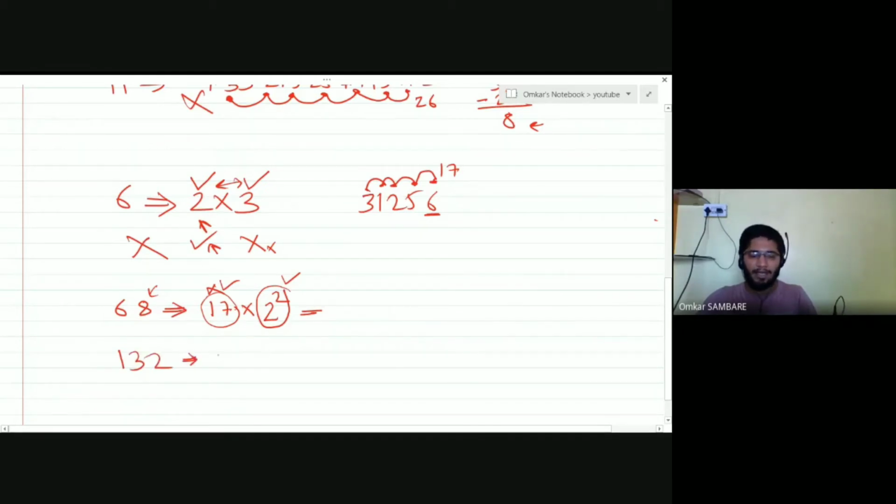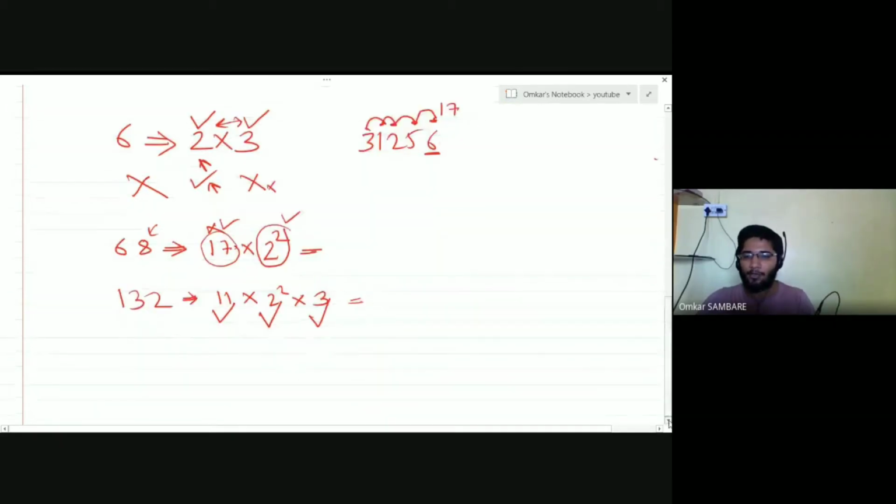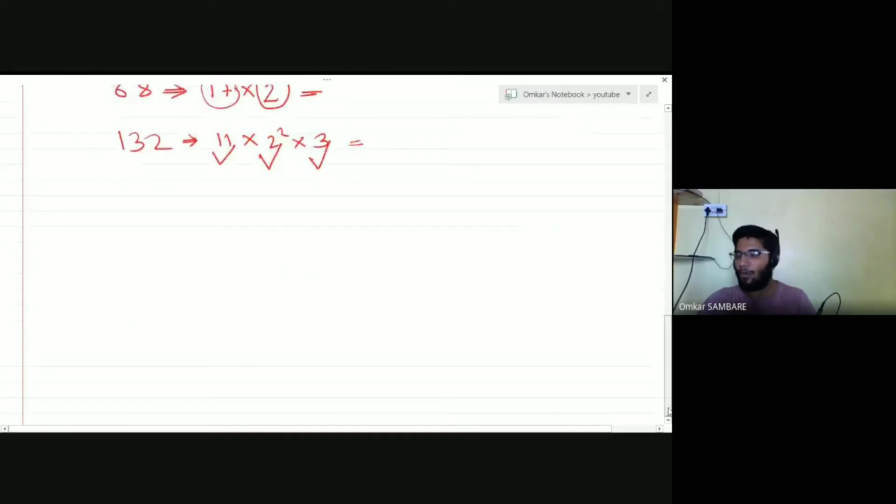Suppose the number is, let's say, 132. Then I can write 132 as 11 into 2 square into 3. That is 11 into 4 into 3, that is 11 into 12, that is 132. So here I want to check for divisibility of 11 also, divisibility of 4 also, and divisibility of 3 also. If all of these 3 are satisfied, then the number will be divisible by 132. Like this we can create divisibility of any composite number.